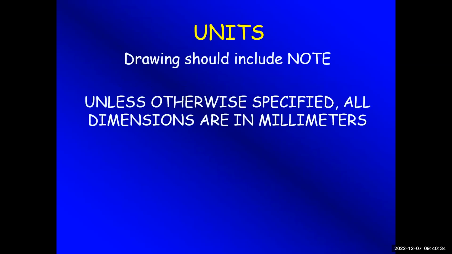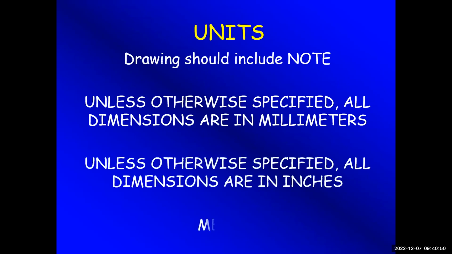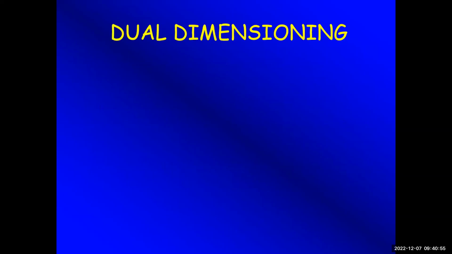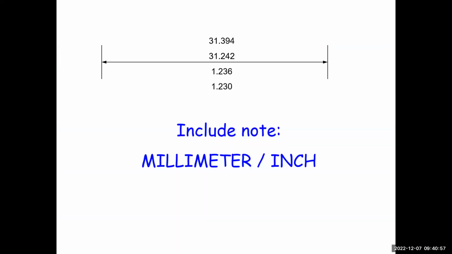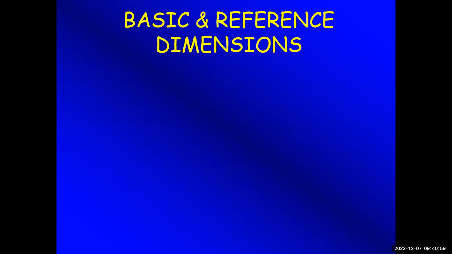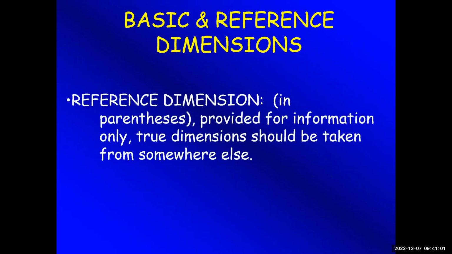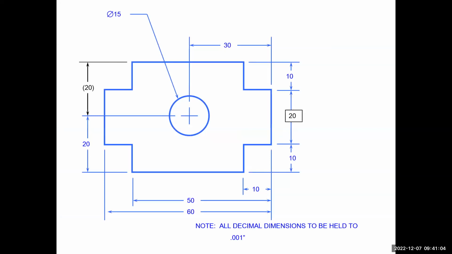There should be a note, and that note should say something to the effect of, unless otherwise specified, all dimensions are in millimeters or inches. Therefore, you don't have to put the unit down on each dimension. So that can be in the title block or just a note in a specific area. We're not going to do dual dimensioning. So that's kind of above the scope. We are just going to do basic and reference dimensions. So that's this kind of dimensioning, right? So this is what we've talked about.